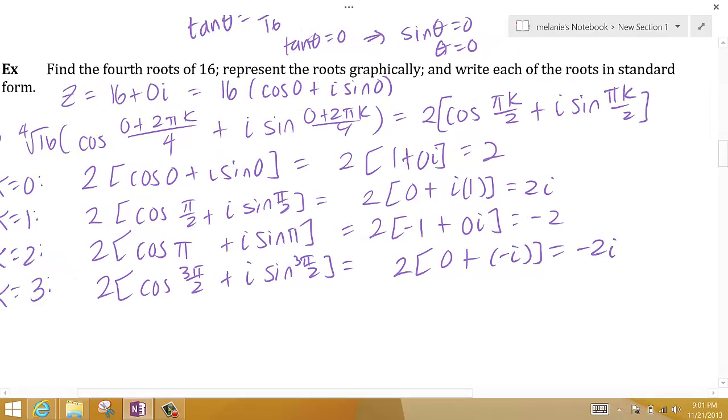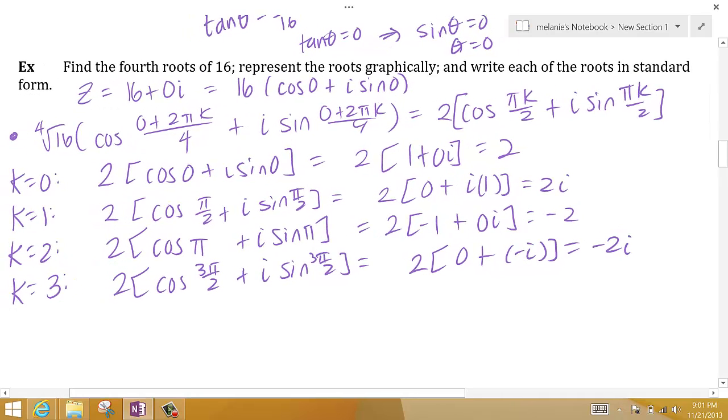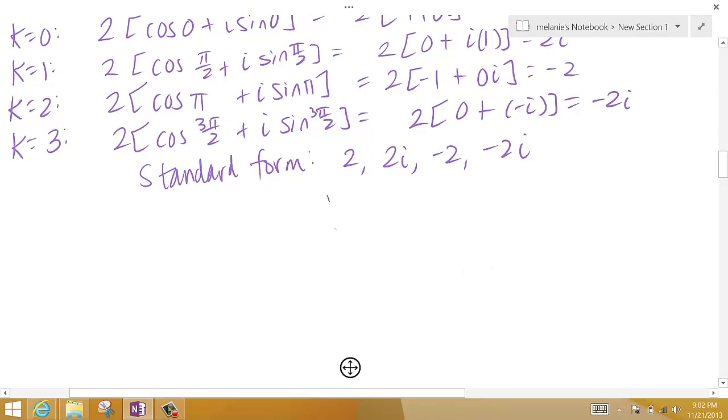So the directions said to represent the roots graphically and write each in standard form. The standard form part is our a plus bi form, so 2, 2i, negative 2, and negative 2i. Let's represent them graphically. So draw my real axis and my imaginary axis. I'm going to plot 2 in each direction: here, here, here, and here, because this is 2, this is 2i, this is negative 2, and this is negative 2i.